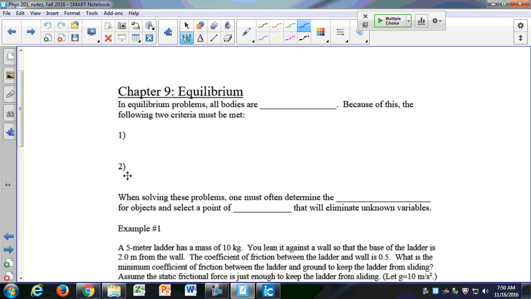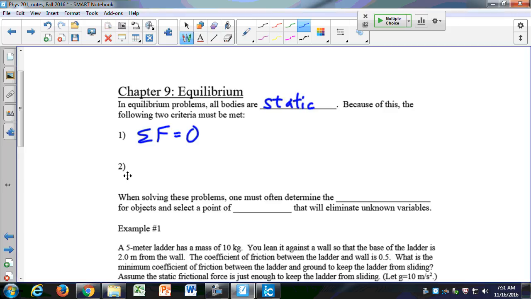Okay, and in chapter 9, as I said, we're going to have very little new stuff here. In fact, no new stuff here. The only thing that we need to know is that in equilibrium problems, all bodies are static. That means they're not moving. And because of this, these two criteria are met. Now, we've already seen this. The sum of the forces equals 0. And we worked through that in chapter 4, where we had forces. We had to add up the forces in the x direction, and those were equal to 0. The sum of the forces in the y direction, that was equal to 0.